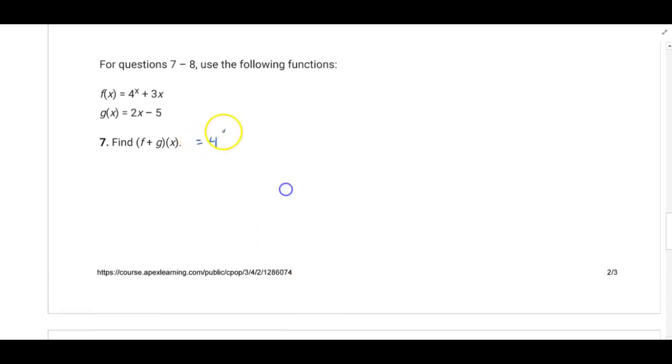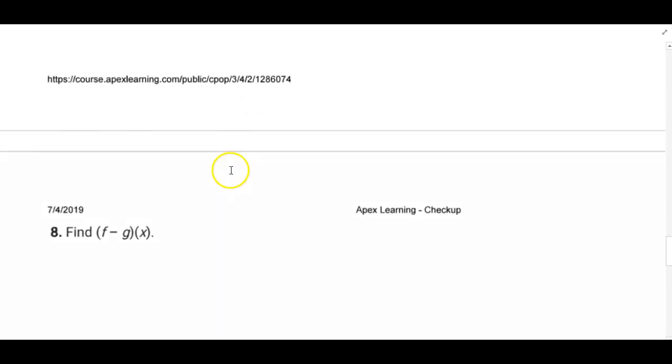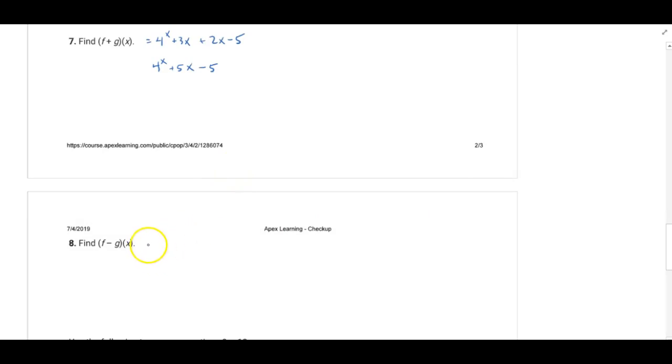You would get 4 to the x plus 3x plus 2x minus 5. You get 4 to the x plus 5x minus 5. Okay? And then number 8, when you go to subtract them, you would get 4 to the x plus 3x minus 2x minus 5. So bring these down. So 4 to the x plus 3x. Distribute the minus. So minus 2x. Negative and negative is plus 5. Remember, 4 to the x has no like terms. 3x minus 2x is plus x. And then plus 5.